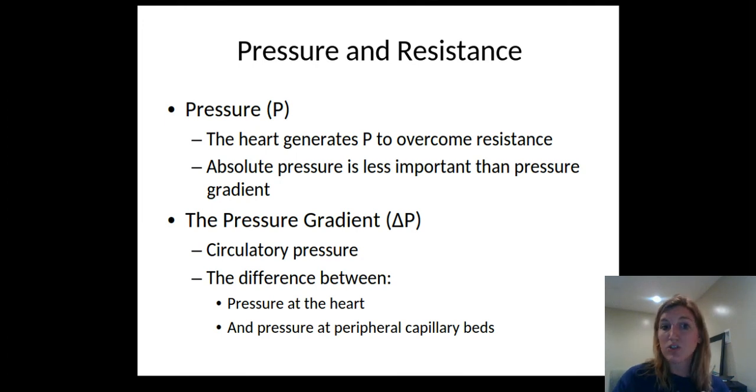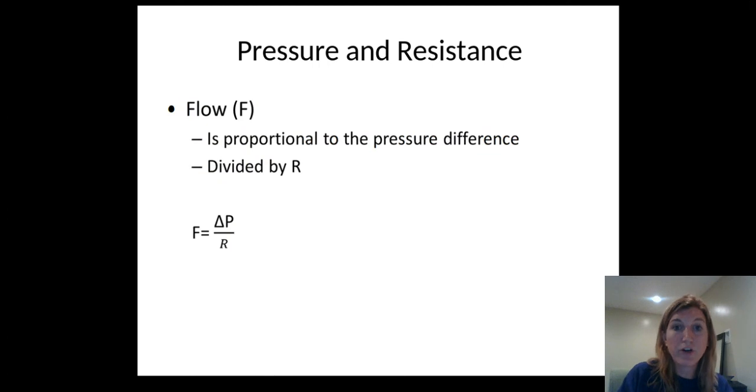This is the circulatory pressure. The big thing here is this is the difference between the pressure at the left ventricle right when it leaves the heart and the pressure at the peripheral end of the capillary beds. So what is that difference in pressure? That's going to predict how easily and quickly blood's going to flow to those areas. Flow is proportional to the difference in pressure. So flow equals delta P, or the change in pressure from the heart to the peripheral capillaries, divided by R. And R is the resistance.